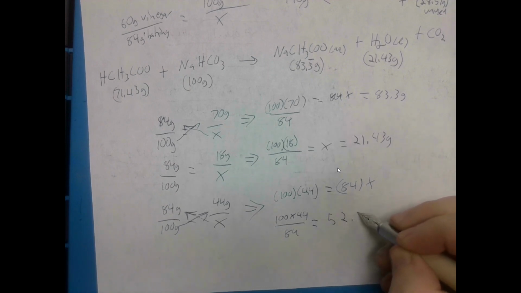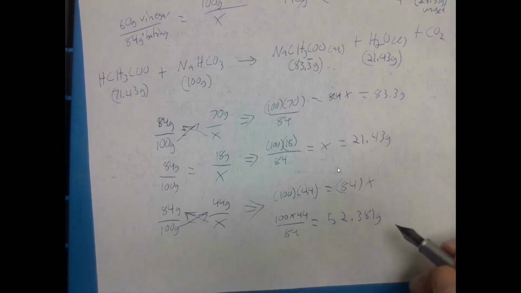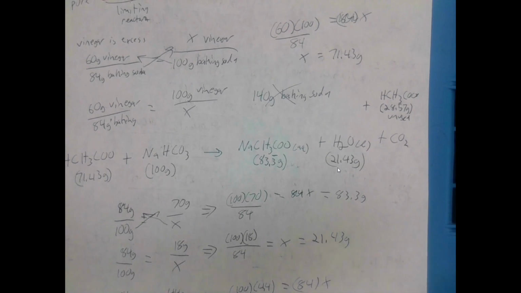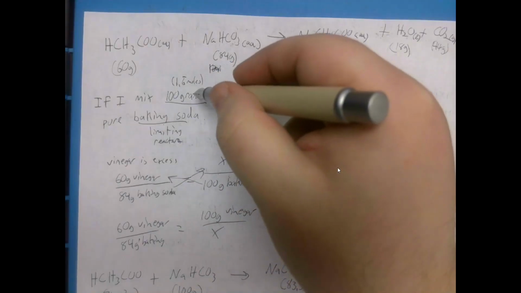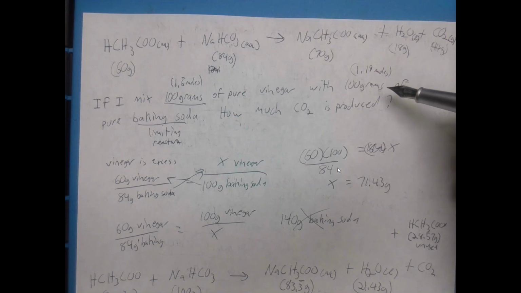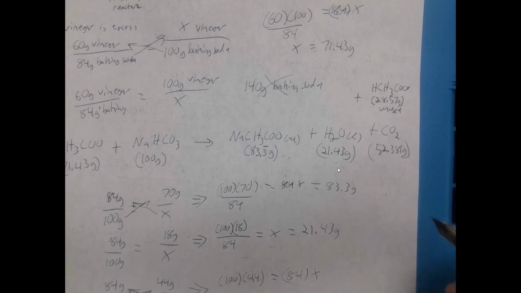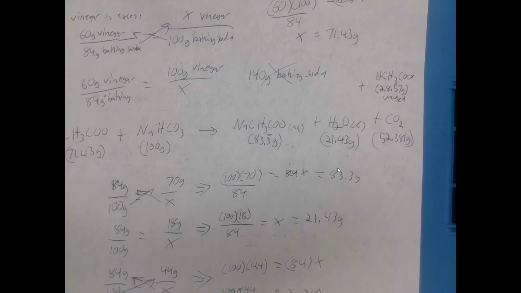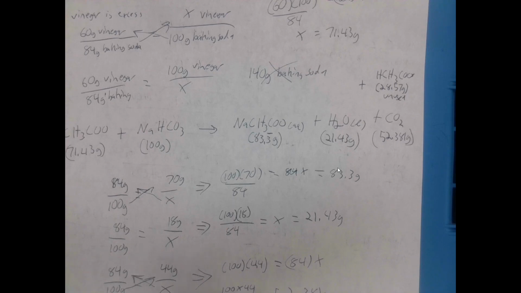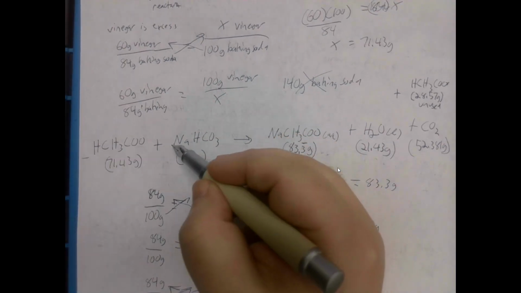Gives us 52.381 grams. So to answer the original question, if we take 100 grams of pure vinegar, react it with 100 grams of pure baking soda, we will get 52.381 grams of carbon dioxide. Make sense? So this was a simple case because all the subscripts are 1.